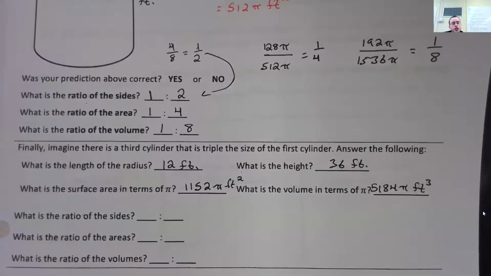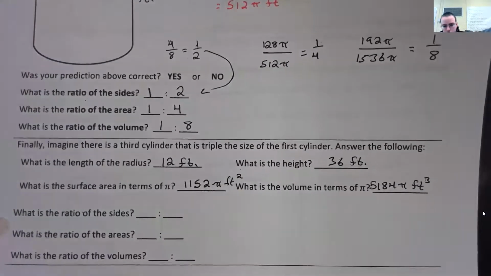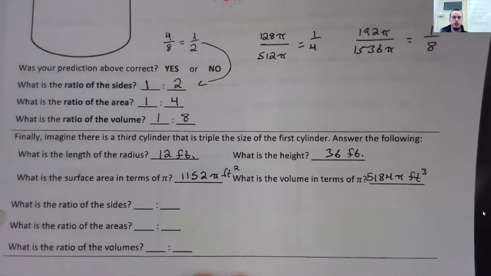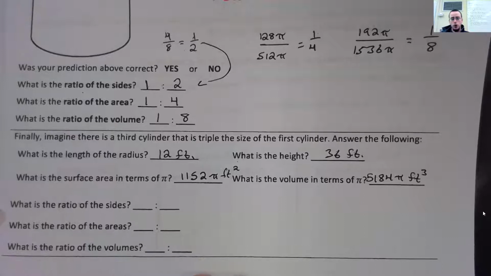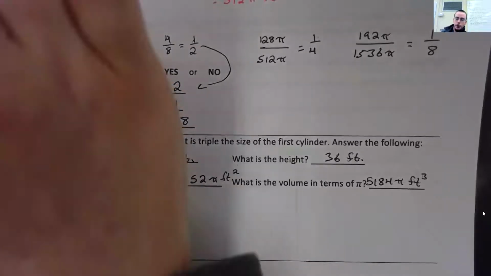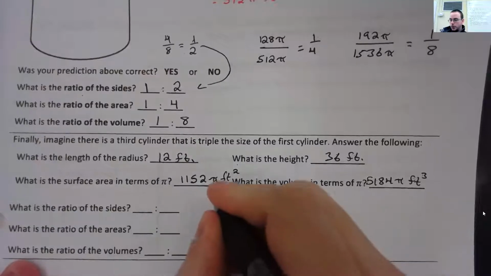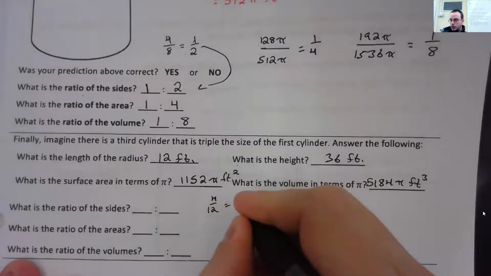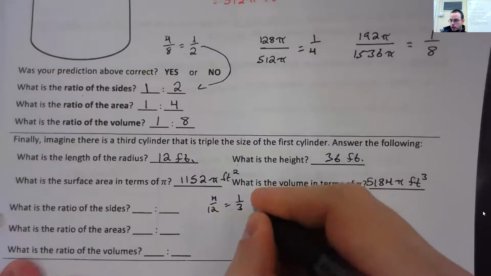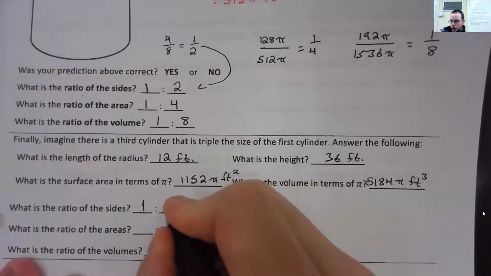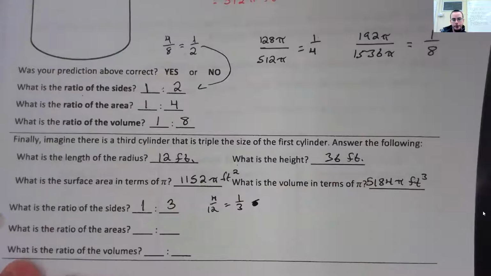So what is the ratio of the sides? And when we say sides here, we mean the dimensions of the one-dimensional thing. So the radius, if you take 4/12, because you've got 4, and then you've got over 12, the new one, 4/12 simplifies to 1/3. And so your ratio would be 1:3.